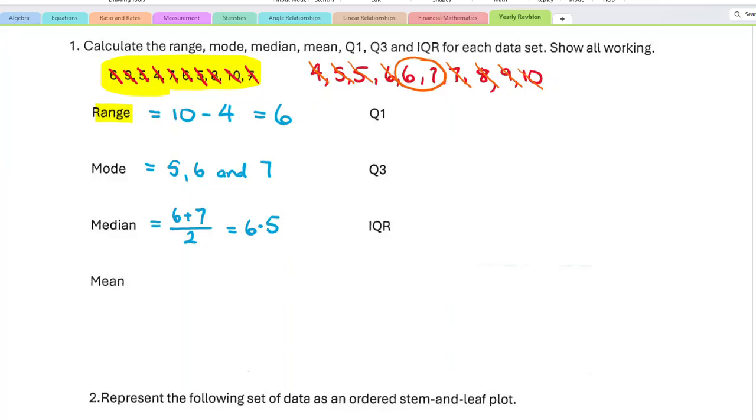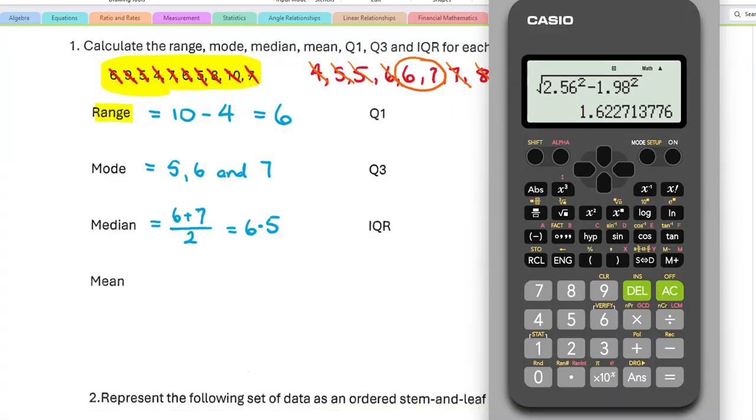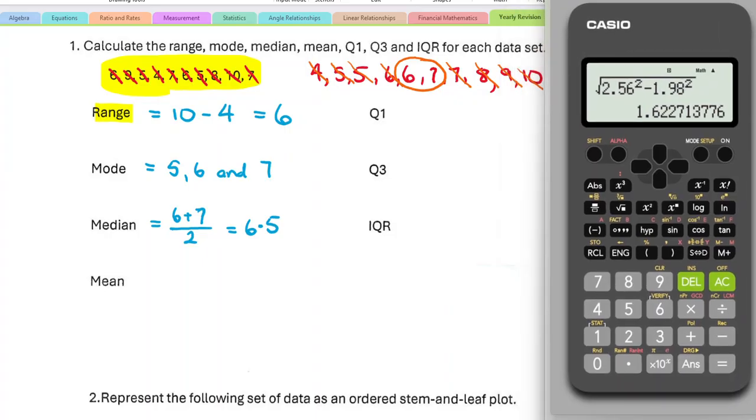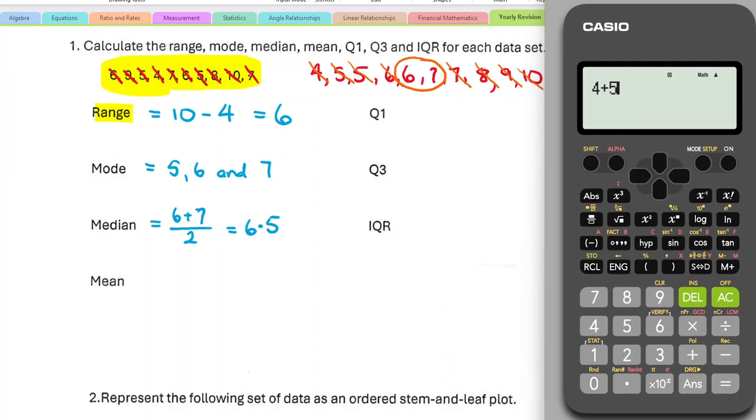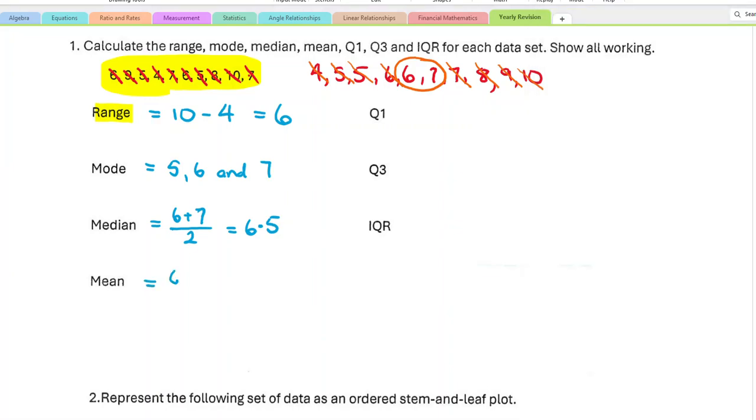To find the mean, you want to add up all those numbers and divide by how many there are. So on the calculator, we start adding 4 plus 5 plus 5 plus 6 plus 6 plus 7 plus 7 plus 8 plus 9 plus 10. Makes a total of 67. And there are 10 scores in this data set. So 67 divided by 10 makes the mean 6.7. Okay, they're the main ones: mean, median, mode, and range.